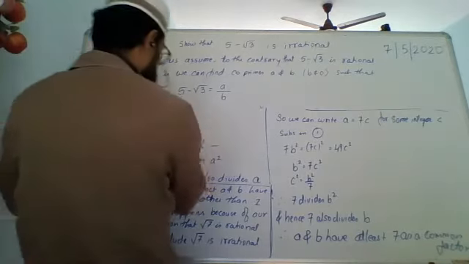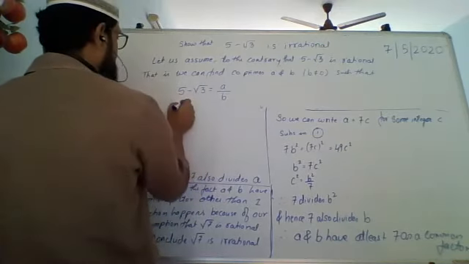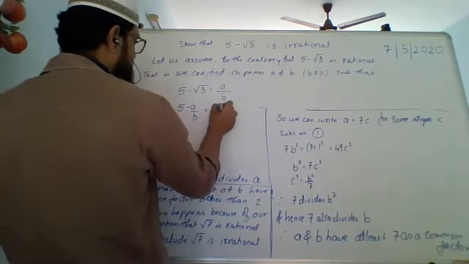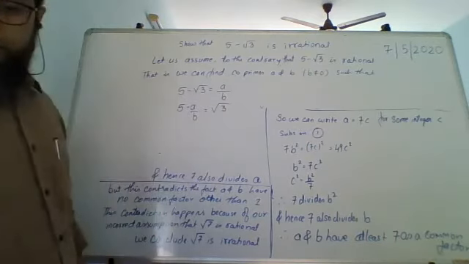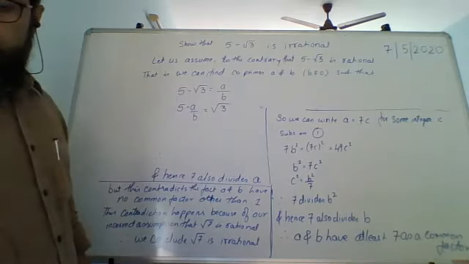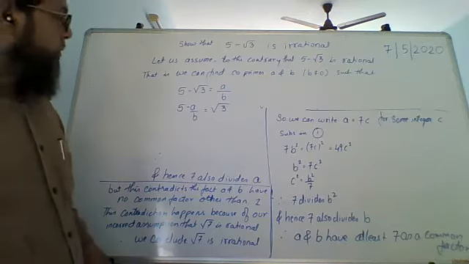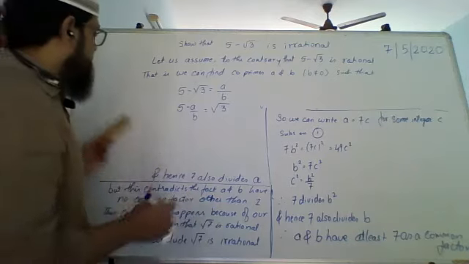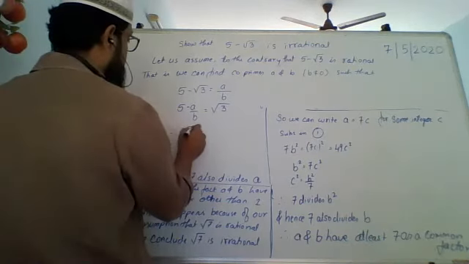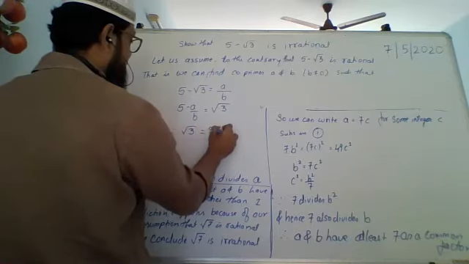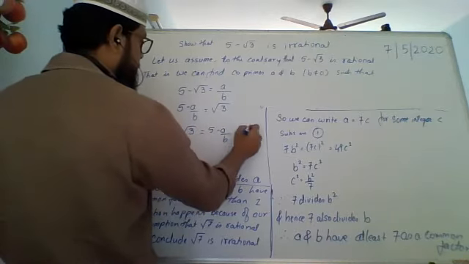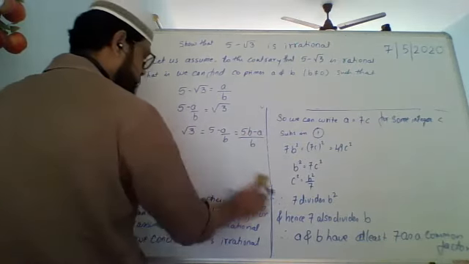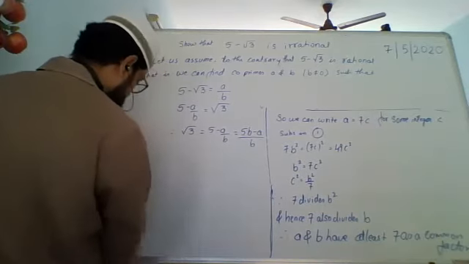Now I'll shift A and B this side. So I'll get 5 minus A upon B equals root 3. Therefore root 3 equals 5 minus A upon B. If I take the LCM, then 5B minus A upon B.